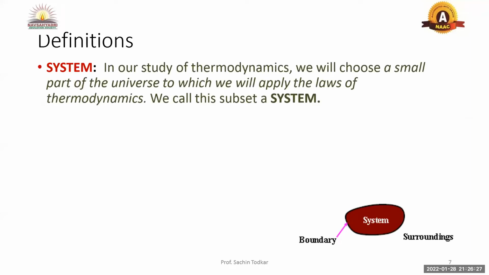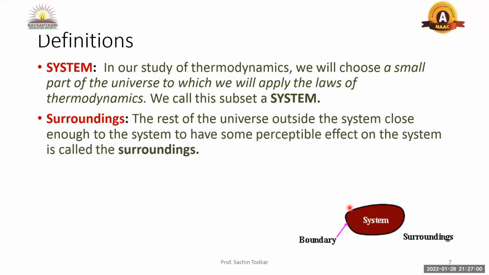Some definitions related to thermodynamics. One, that is system. In our study of thermodynamics, we will choose a small part of the universe to which we'll apply the laws of thermodynamics. So you can see here, this system is bounded by one boundary. We call this subset a system. In this system, we have taken a small part of the universe and we are going to apply the laws of thermodynamics.